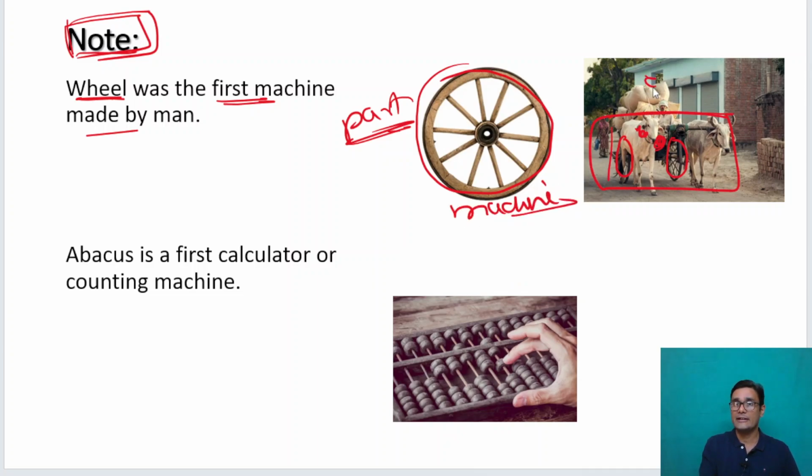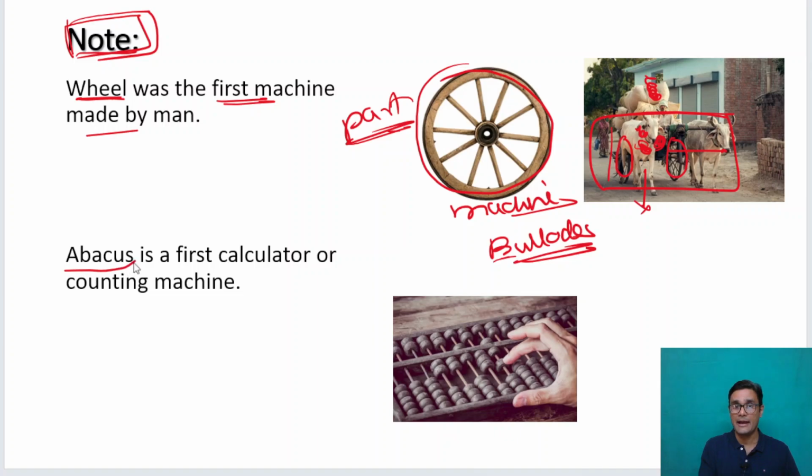Now they can carry items from one place to another place. Here, what is the work done? Work is done by the bullocks. The bullock is doing the work here. The energy is coming from the bullocks. It is not manpower, it is animal power here. The bullock is giving the power.